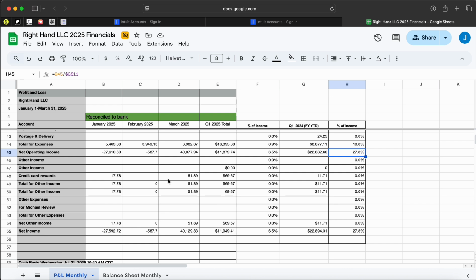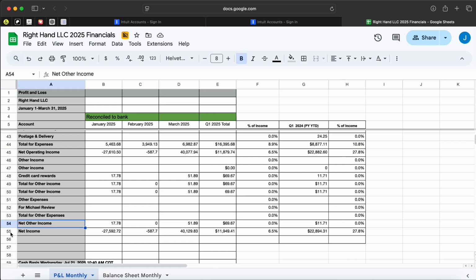The only thing to note down here is your credit card rewards. This could also be a place where you could track things, different types of income that are not directly related to the operating of your business. If you had a savings account that you're earning interest from, or you're being charged interest, this is where we would track that in your other income, other expense categories.